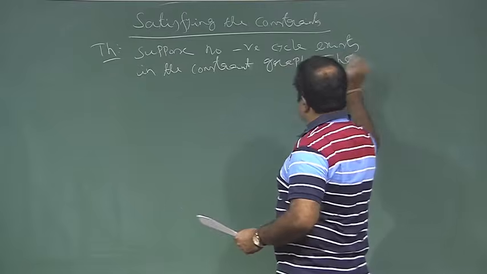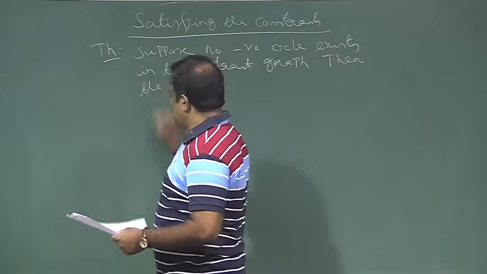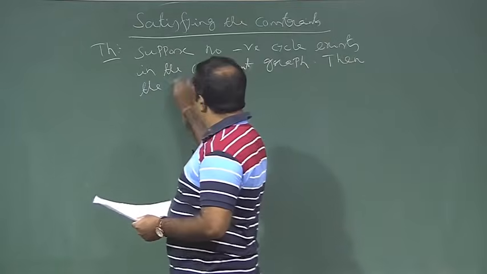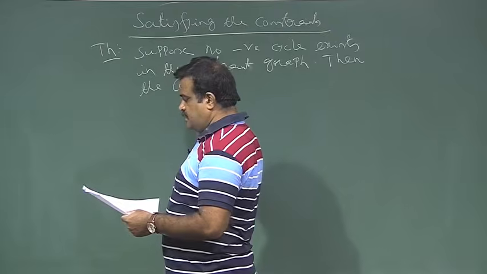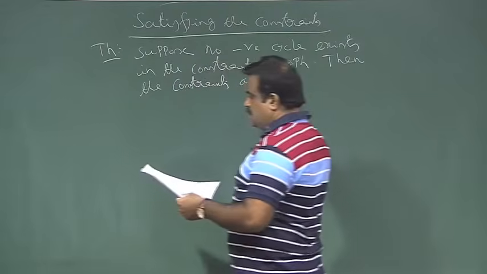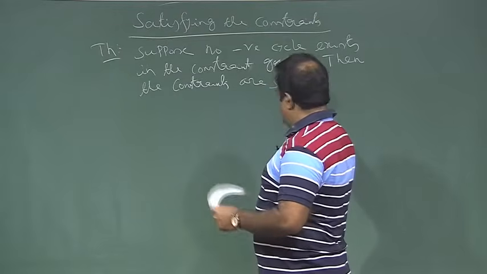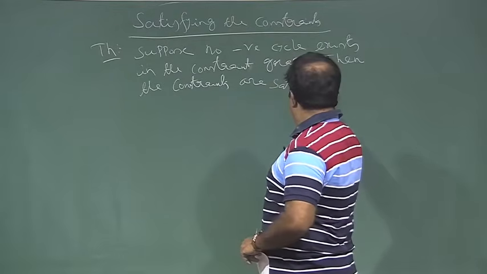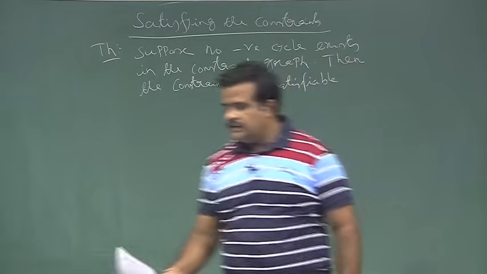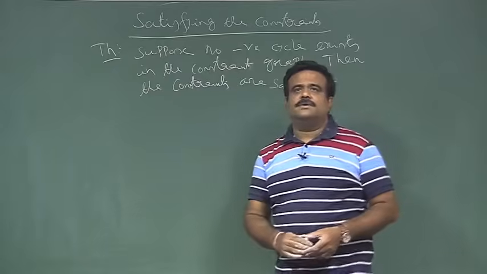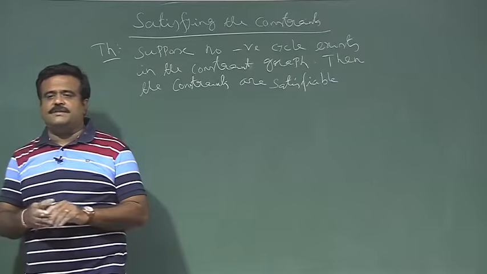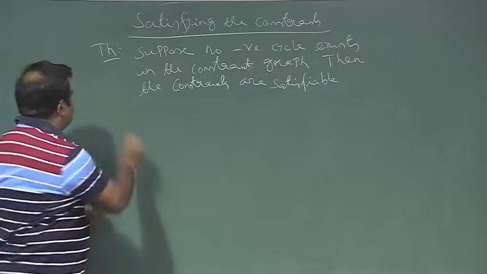Then the constraints are satisfiable or feasible, there is a solution for these constraints. So this is the case where we have a solution for this system. When there is no negative cycle, we can expect a solution. So how to prove this?